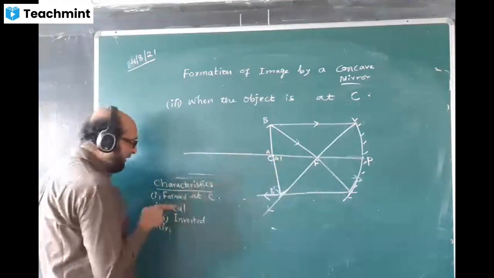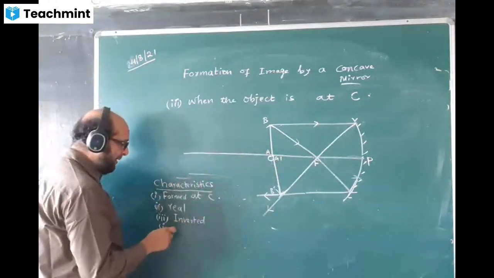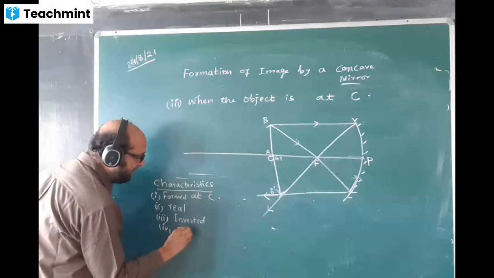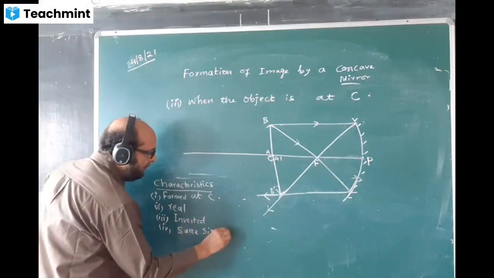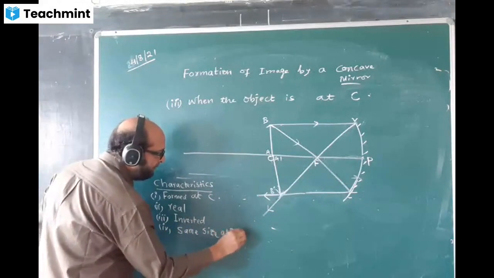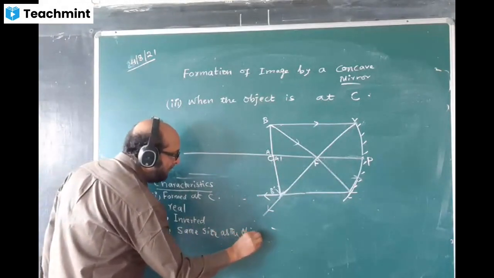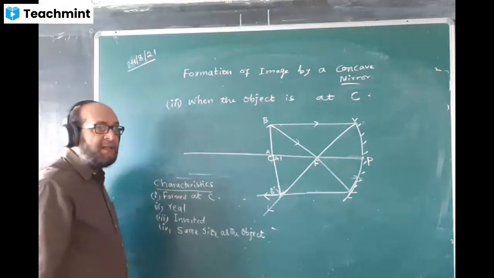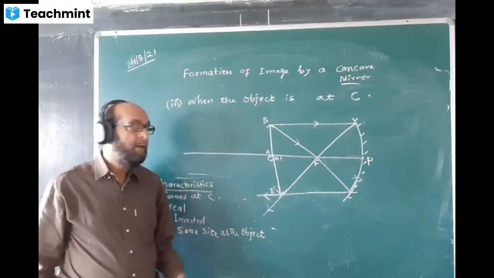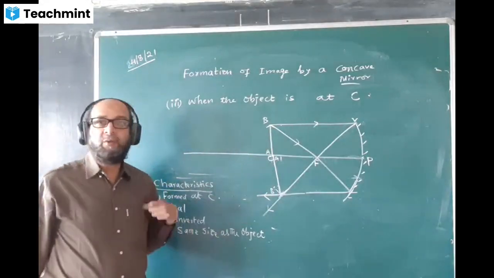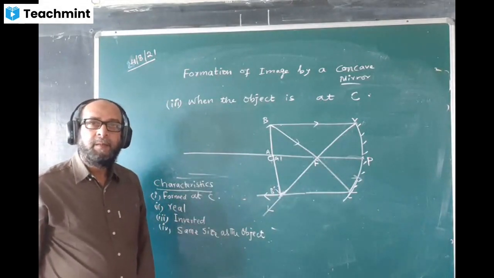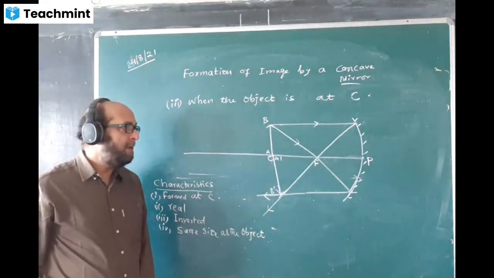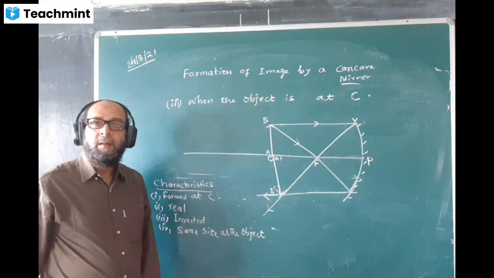It is upside down, so real image, no dotted line, inverted. And here you write same size. Same size as the object. Size is same. Size is equal. This is 2 lines. This is also 2 lines. 2 lines up, 2 lines down will come. Exactly. Done? Yes, sir.